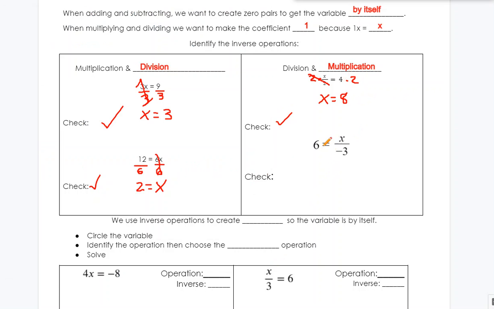All right, one last one. I have 6 equals x divided by negative 3. Right? So what's the opposite of division? It's multiplication. So I'm going to times by negative 3 to get rid of these and leave me with 1x. All right? And I have to do the same thing to the other side to keep it equal. And negative 3 times 6 is negative 18. So I have negative 18 equals x.